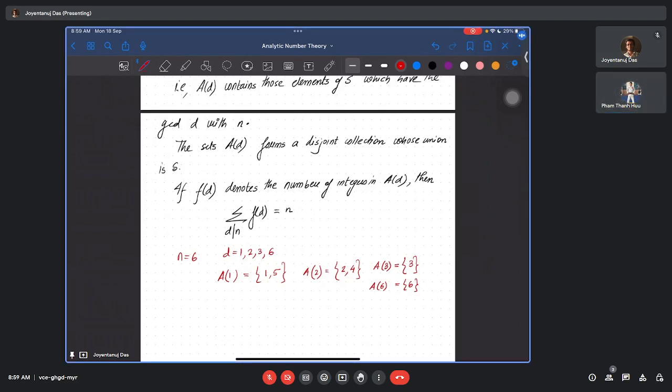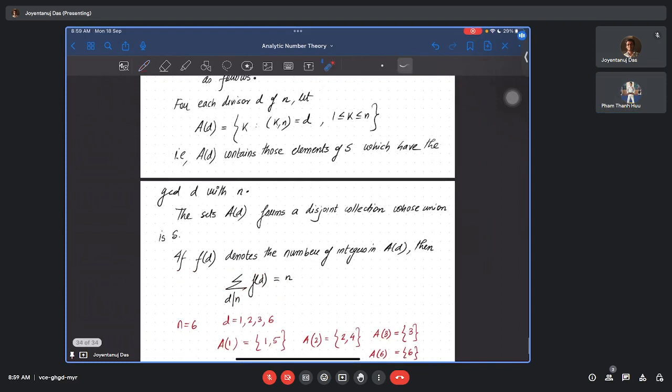Yes, this is disjoint because, as I said, if two sets for d1 and d2 had one element in common, that is not possible. Because the same integer k cannot have GCD both d1 and d2 with n, for two different values.